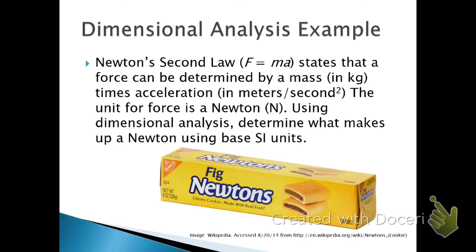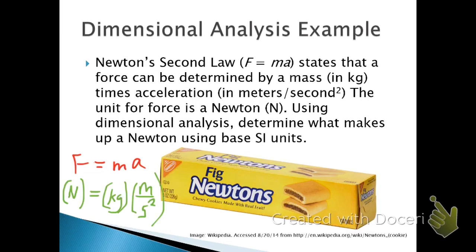I start with F equals ma, and then I plug in what units I know. There we go. And now, since I said in a previous slide, you can multiply or divide any units together, then I just need to multiply kilogram by meter per second squared. I end up with kilogram meter up top divided by second squared below. And that's what a Newton is.